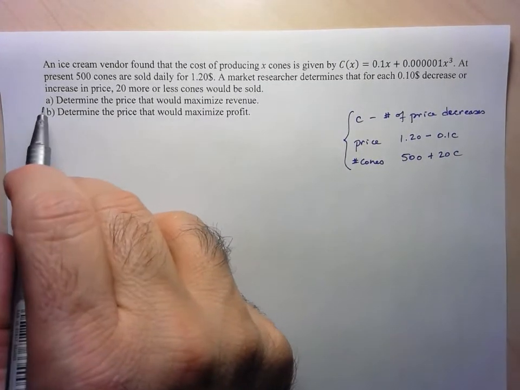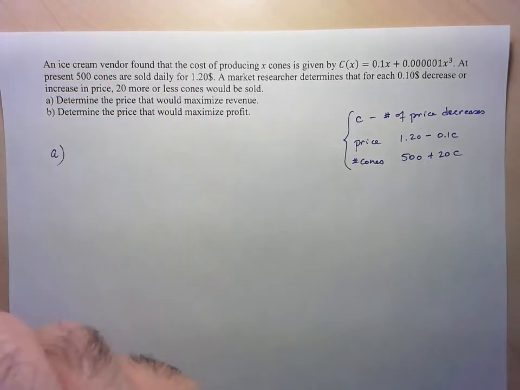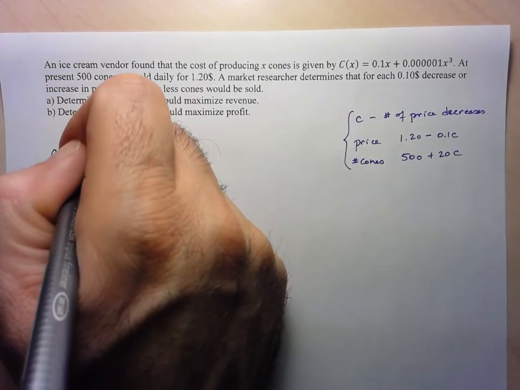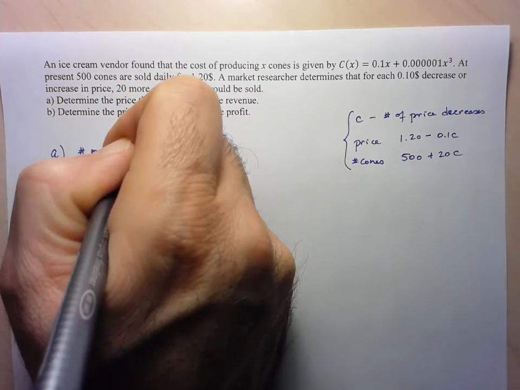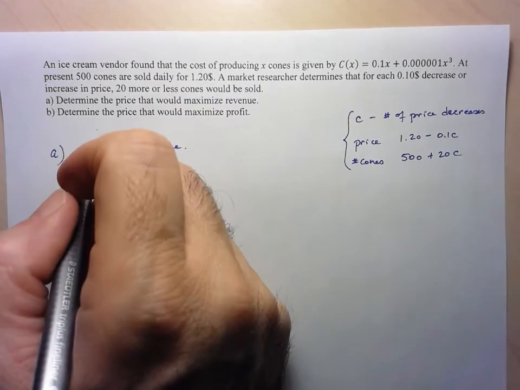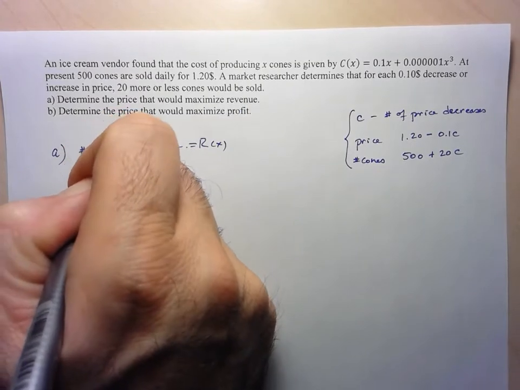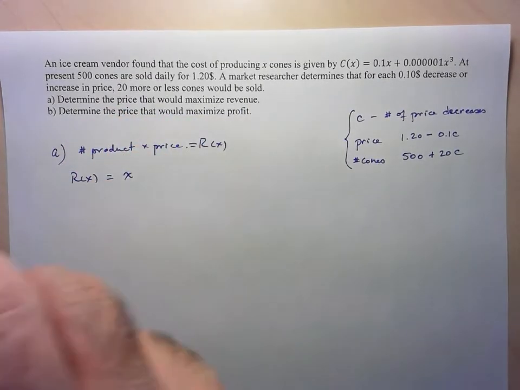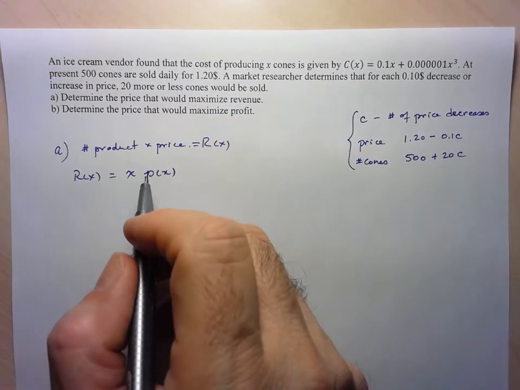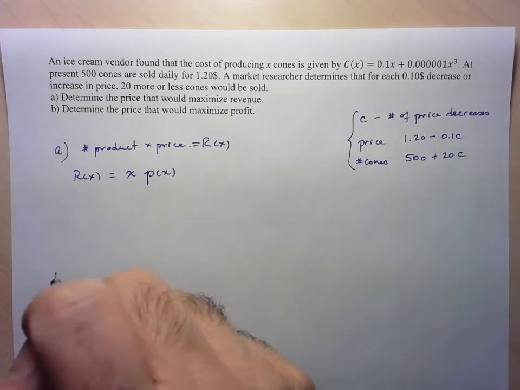Okay, so the first thing we want to do is start with part A, which is just maximizing revenue. Okay, so how do we maximize revenue? Well, revenue is number of products times the price. So revenue is the number of products, which is just X, and then what we defined as our price function or our demand function. So that means the price that we charge based on the number that we expect to sell.